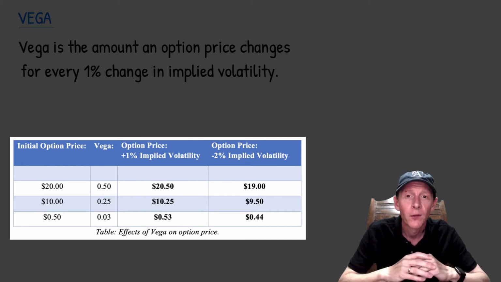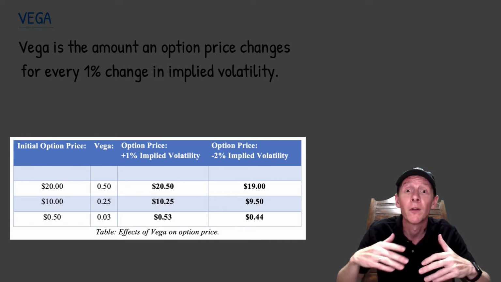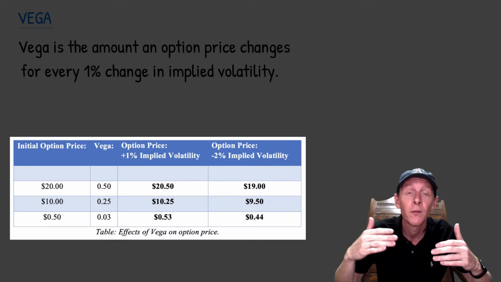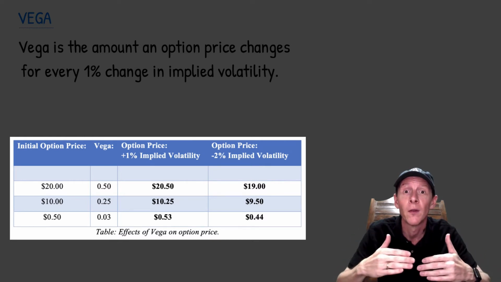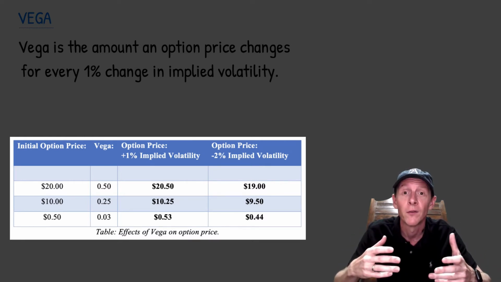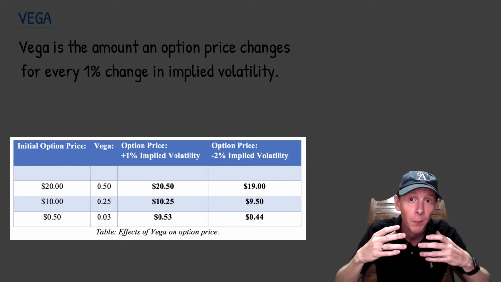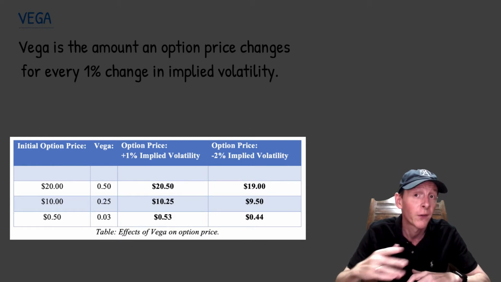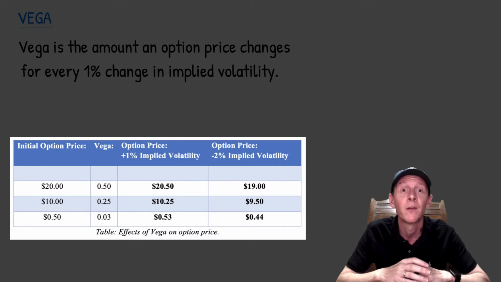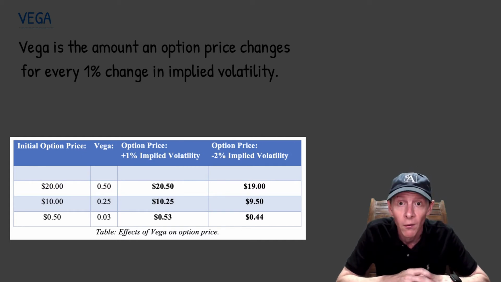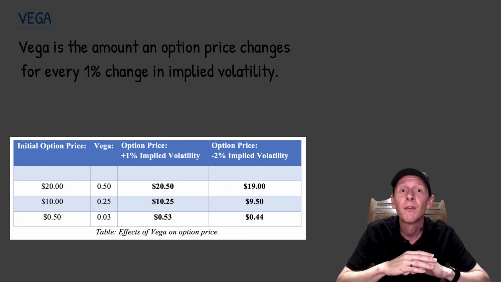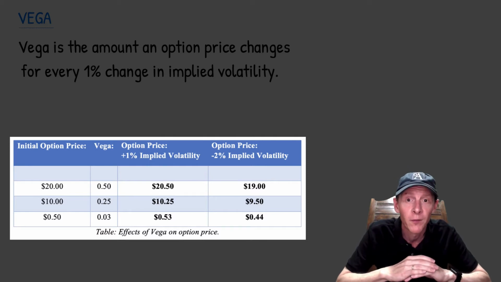If we now take a look at the second row, we can see the $10 option has a Vega value of 0.25. So, when implied volatility increases by 1%, we should expect the option's value to rise to $10.25. Conversely, when the option's implied volatility falls, in this case by 2%, we should expect to see the option price fall to $9.50.